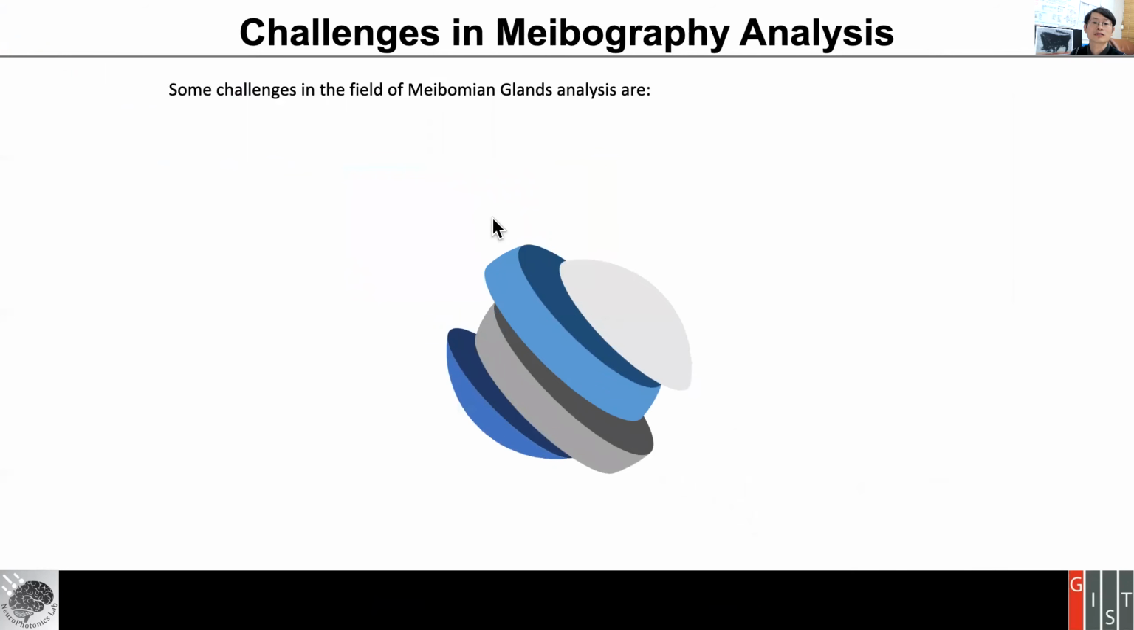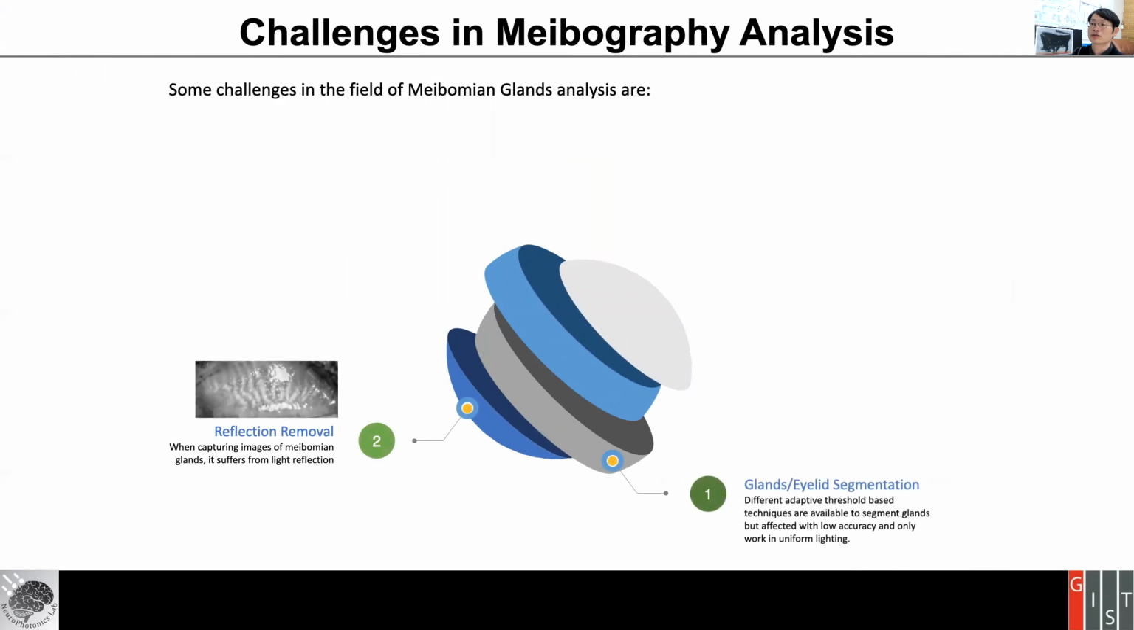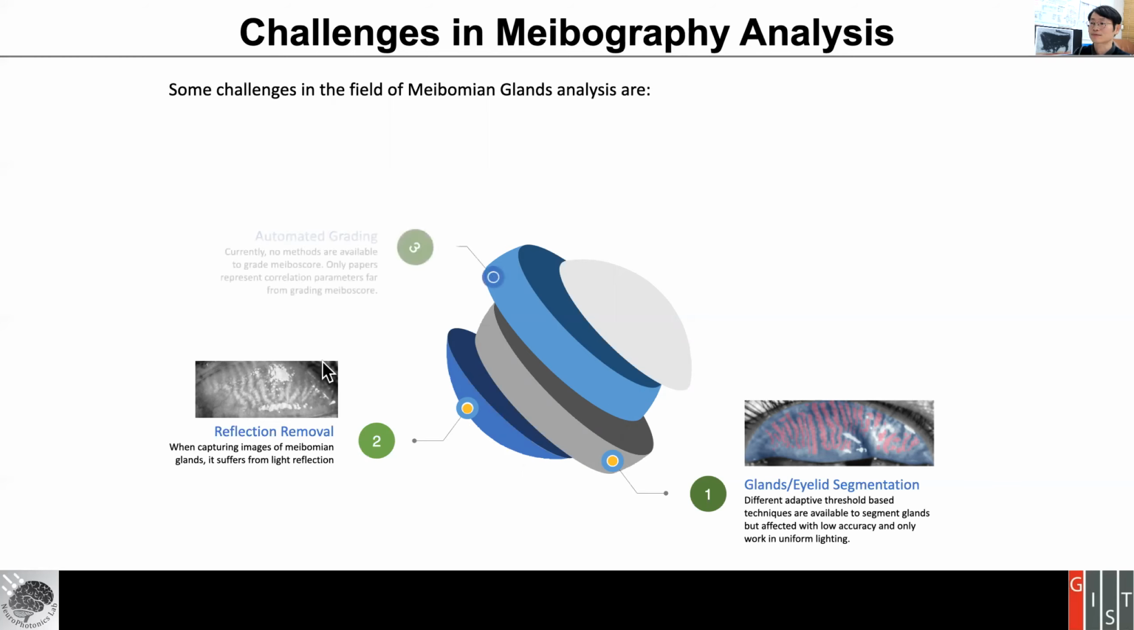So what are the challenges in Meibography analysis? For example, there are glands and eyelid segmentation. There have been different adaptive threshold techniques, but they have low accuracy and only work in uniform lighting conditions. Also, you can see there are specular reflections, which make it difficult to identify Meibomian gland.